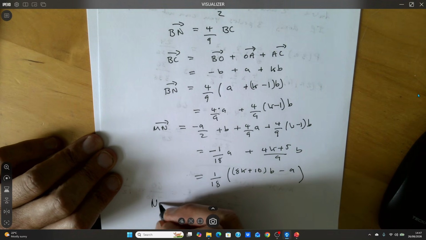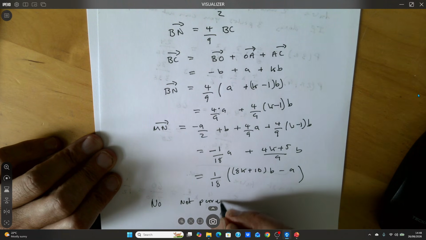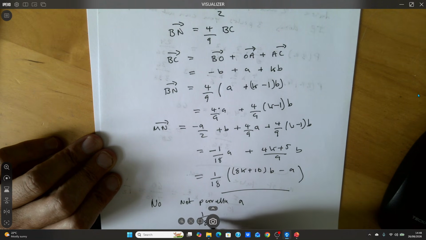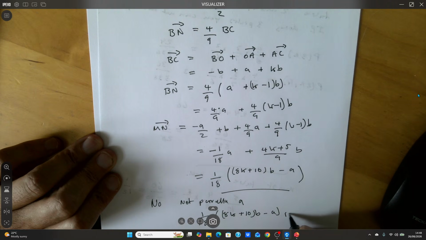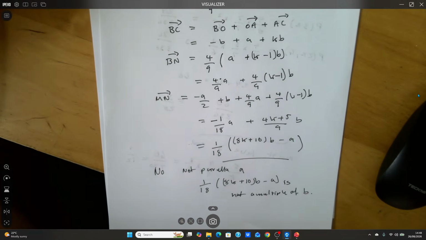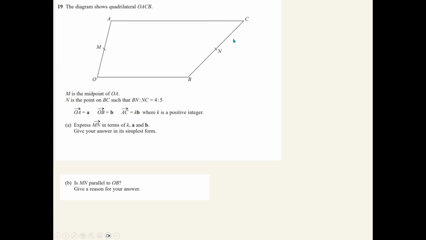Part B says, is it parallel? And the answer is no, not parallel, as that is not a multiple of b. Okay, so that's how you do the parallel. Is it a multiple, or does it factorize to make it a multiple?